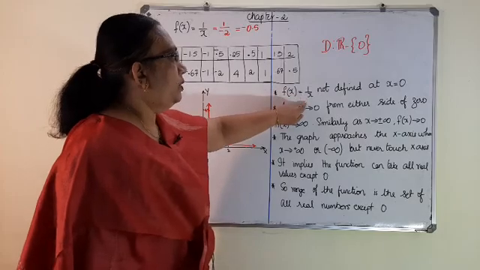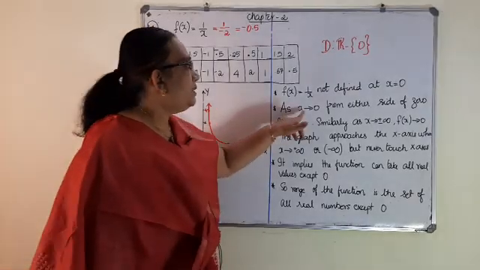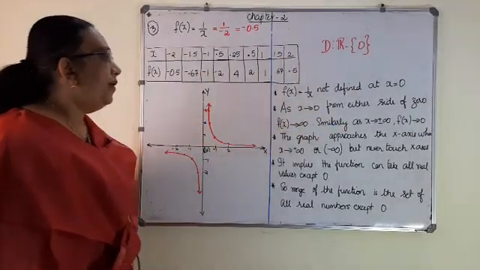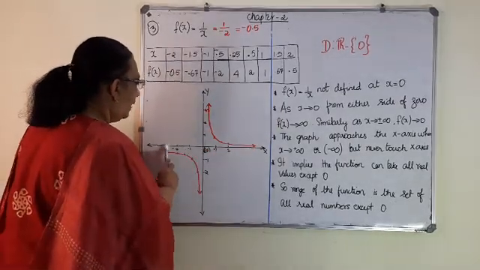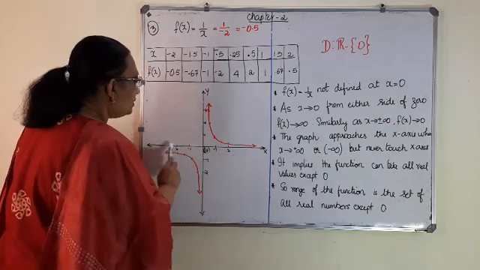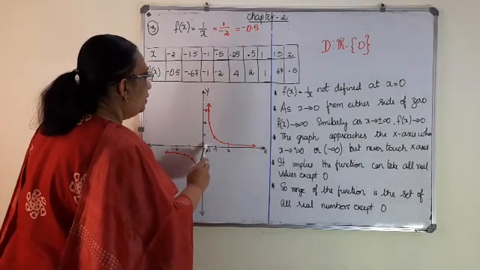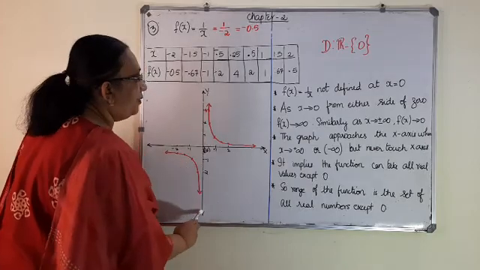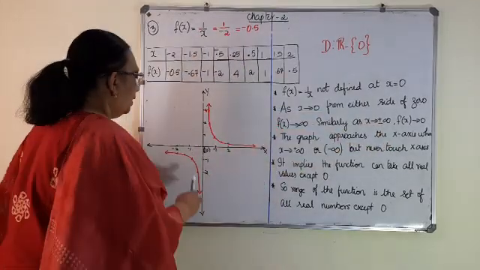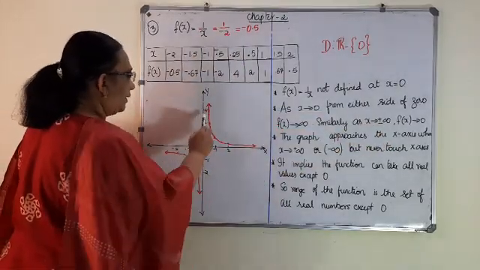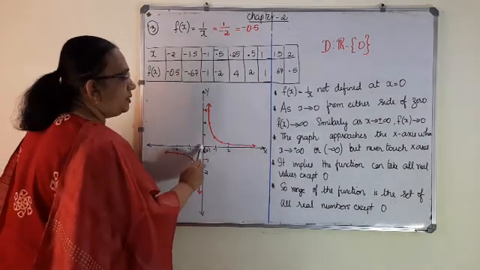Now let us see the properties of the graph. f of x is equal to 1 by x is not defined at x is equal to 0. As x tends to 0 from either side of 0, from the left side or from the right side, f of x tends to infinity. Similarly, as x tends to plus infinity or x tends to minus infinity, f of x tends to 0.